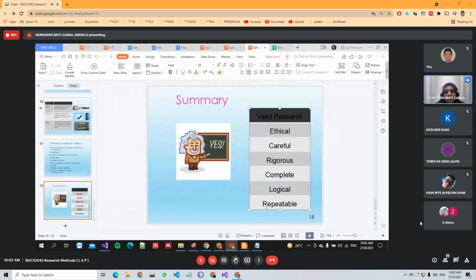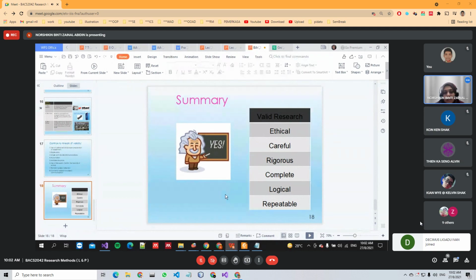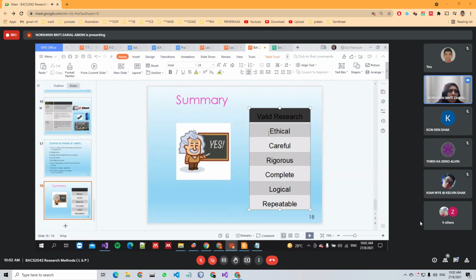And repeatable. Okay, repeatable. I think in this context, you repeat whatever the process is here. But I think on the top of this list, the most important thing is ethical. Ethical is, of course, a very wide point. For example, you cannot duplicate others' work. You cannot fake your data. Actually, there's a lot of things that you cannot do in research. But yeah, that is the most common one.